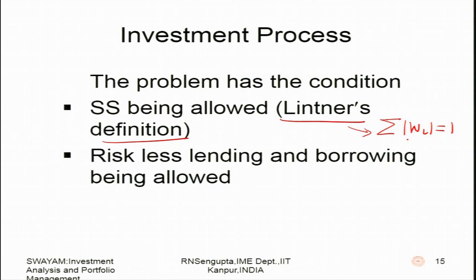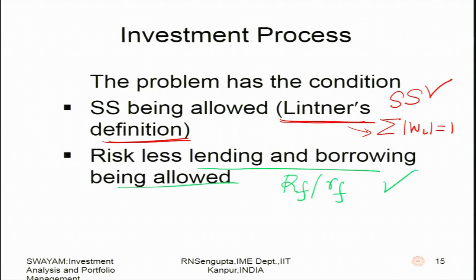And we have seen that technically, as per Lintner's definition, the mod of the weights should add up to 1. The normalized weights, I will come to that later. And why? Because it can be proved according to Lintner's work that we are considering the weights in such a way that you are apportioning your money for the short selling as a security for the other party from whom we are taking the money and investing. So here Lintner's definition is allowed as per short selling, and riskless borrowing and lending is allowed as usual. That means Rf, or small rf, is allowed and short selling being allowed.